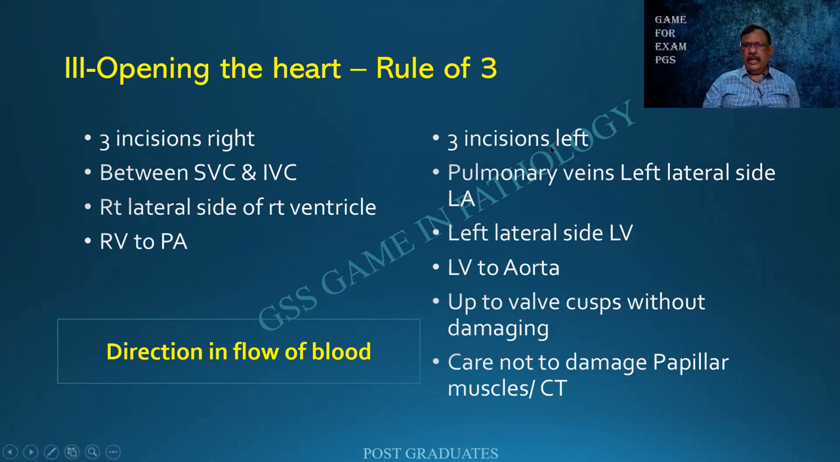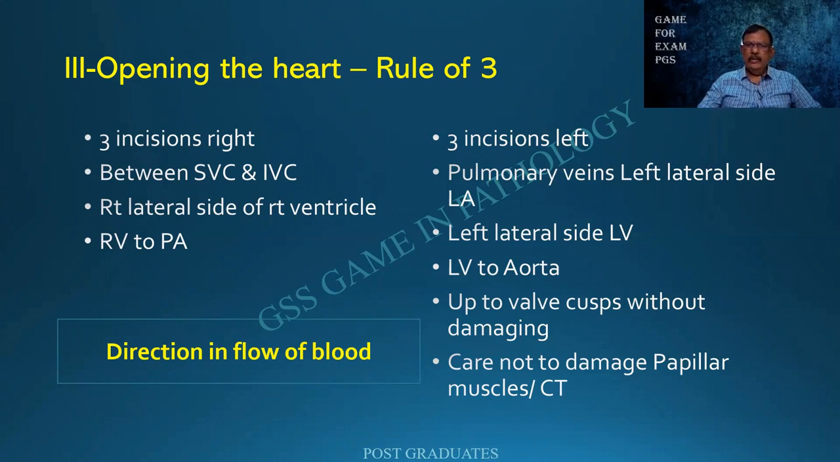Similarly, on the left side, as I showed you earlier, there will be the pulmonary veins. These pulmonary veins are opened up and the lateral side is cut so that you can see the left atrium from above. You will be able to find some abnormalities. Also, you can look into the mitral valve.